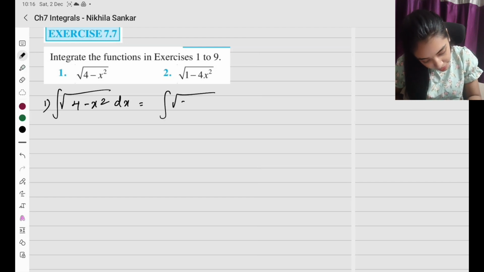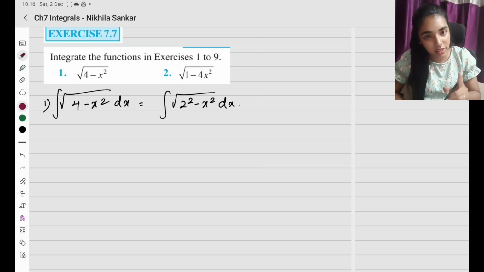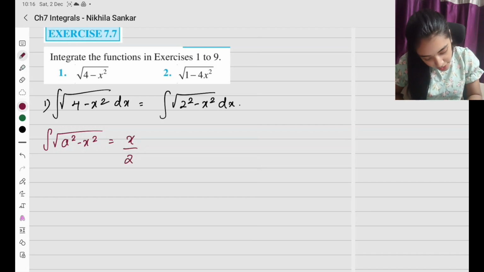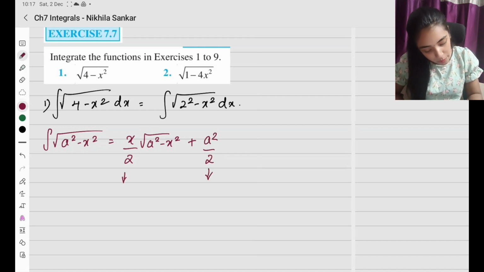This I can simplify and write as 2 square minus x square times dx. So first write the formula. Always write the formula, then solve questions. The integral of square root of a square minus x square is going to be: first x by 2 times whatever is in the question, plus a square by 2.